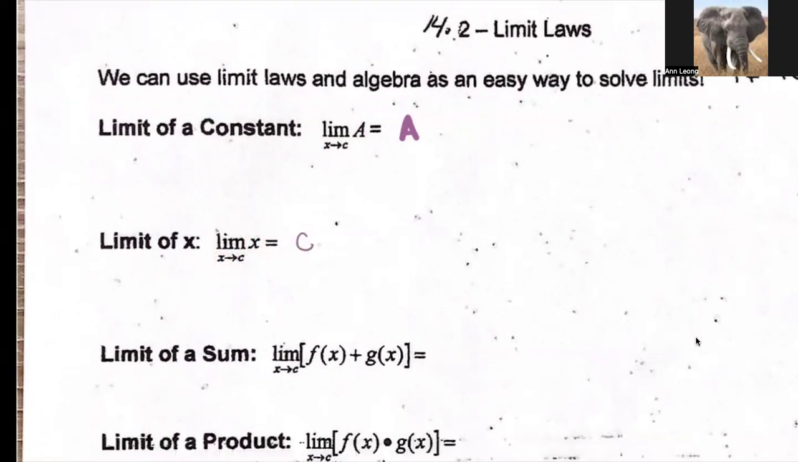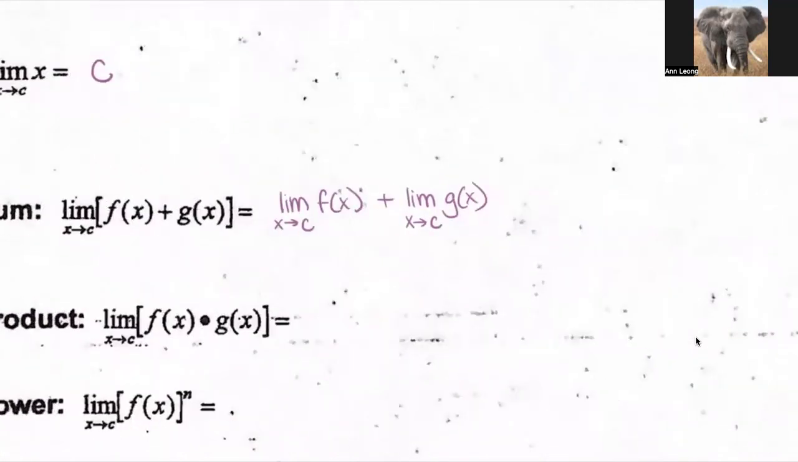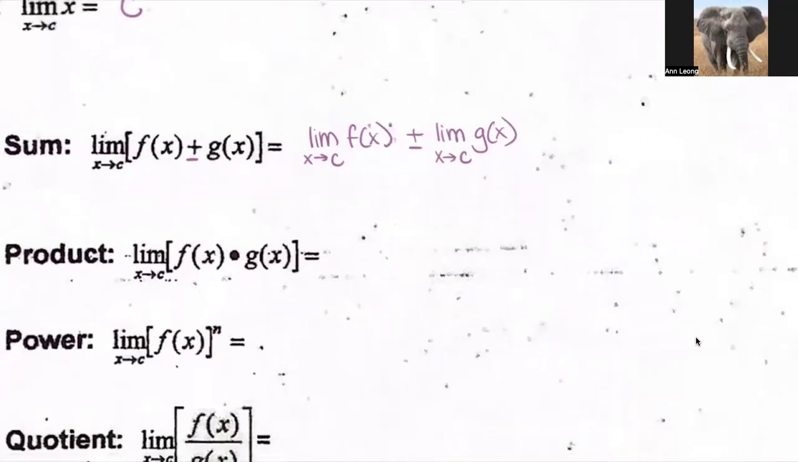All right. Moving on, limit of a sum. If we have the sum of two functions in a limit, we can actually split those apart. And this would be the limit as x approaches c of f of x plus the limit of g of x as x approaches c. So you can split up those limits. And same for differences. If this was a minus, that would be a minus. Okay. Product also, you can split those up.